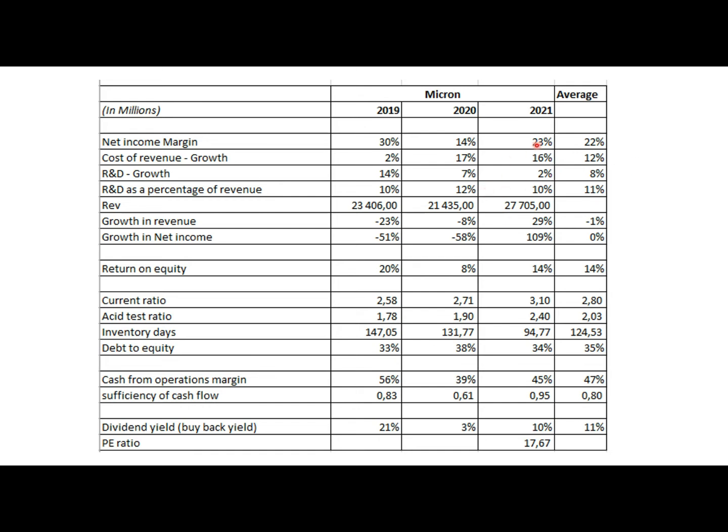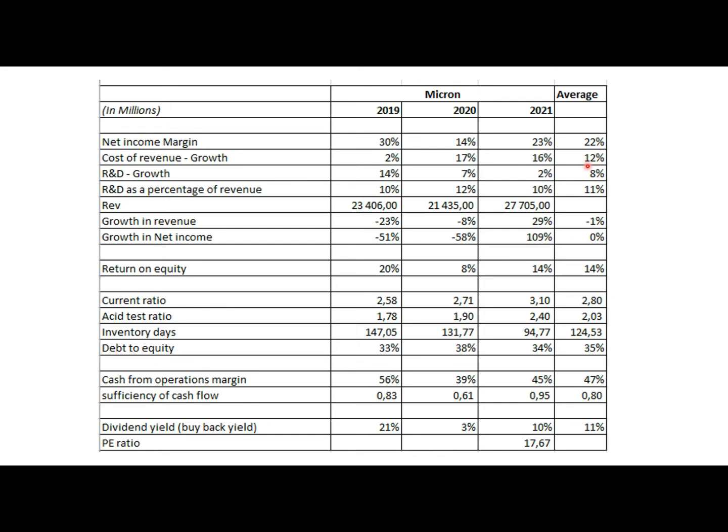Reining in costs to protect margins, as well as basically reducing prices to try and claw away some market share. So cost control has been good, when you look at the fact that the cost of revenue, at 12%, is slightly above the industry average of 9%.